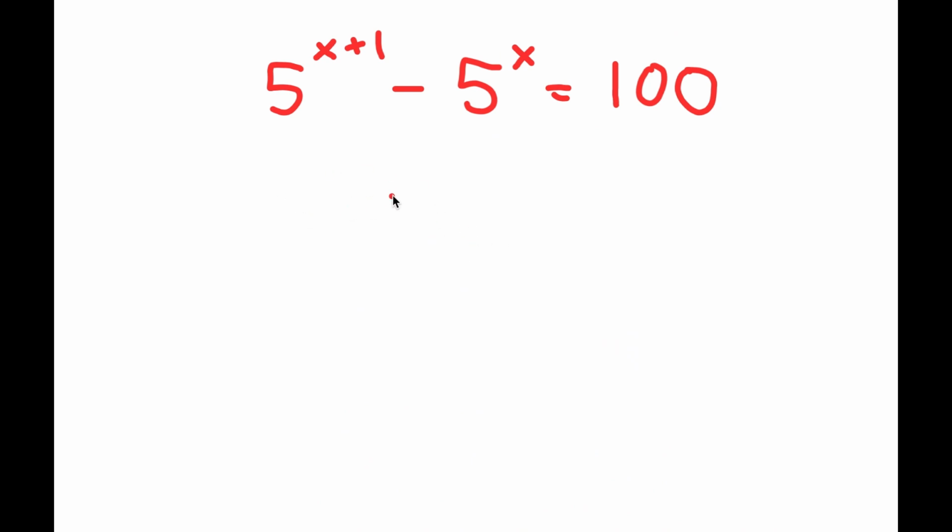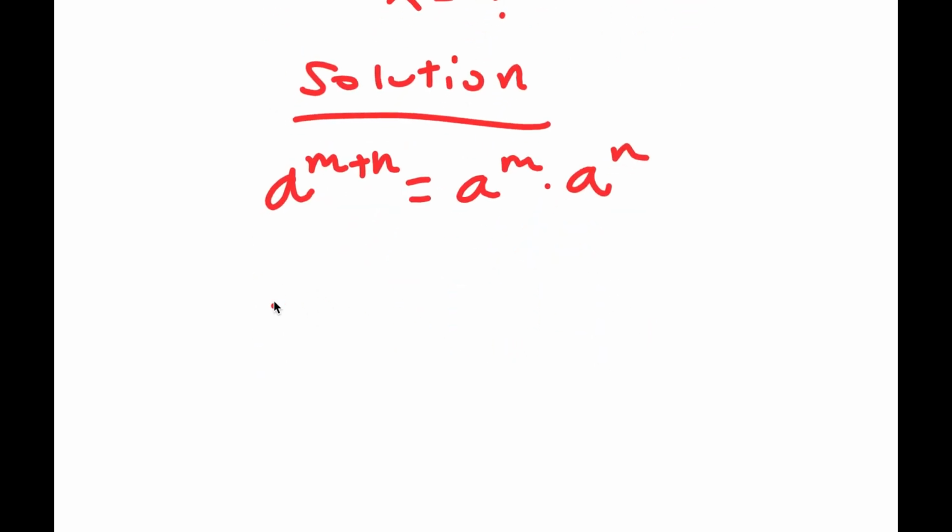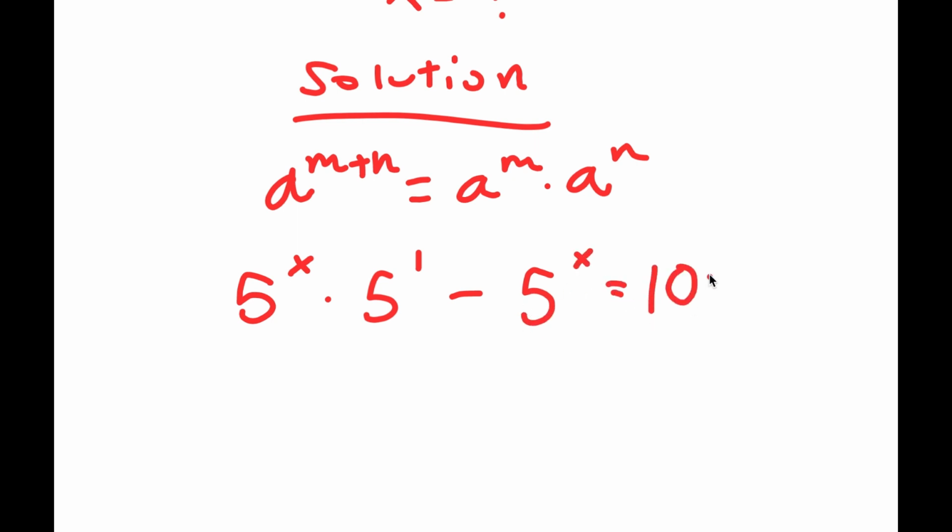Alright, so in this problem, I have 5 to the power of x plus 1 minus 5 to the power of x is equal to 100. So obviously I want to find the value of x here. So for my solution, I'm going to start off by using the property a to the power of m plus n is equal to a to the power of m times a to the power of n. So 5 to the power of x plus 1, that's going to equal 5 to the power of x times 5 to the power of 1. And now I have this minus 5 to the power of x is equal to 100.